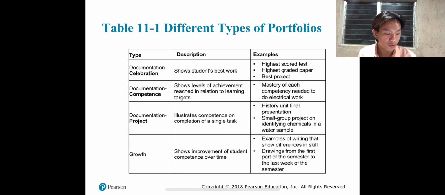Type, we have growth. Description shows improvement of student competence over time or the progress. Examples, we have examples of writing that show differences in skill. Drawings from the first part of the semester to the last week of the semester.